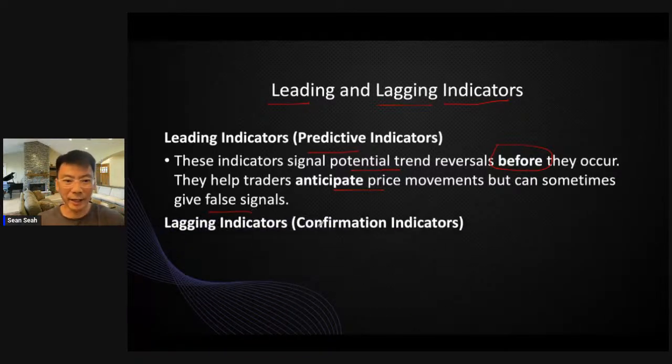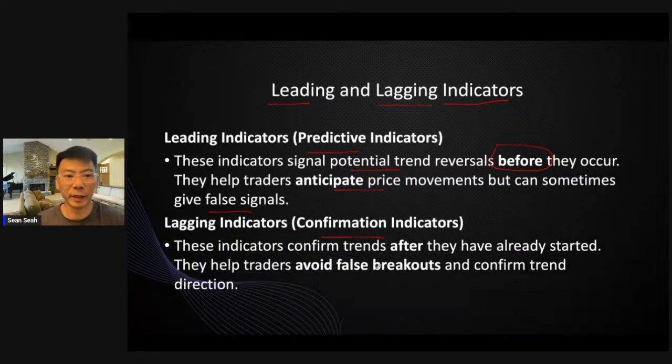Now, there are lagging indicators, and these are called confirmation indicators. Typically, they will tell you what the trend is after it has already started. The reason why sometimes you need confirmation indicators is because based on the price movement alone, you may not be able to see if it is an uptrend or a downtrend. It looks like sideways. So these indicators make it more scientific to tell you, yes, it is a confirmed uptrend or a confirmed downtrend. They help traders avoid false breakouts.